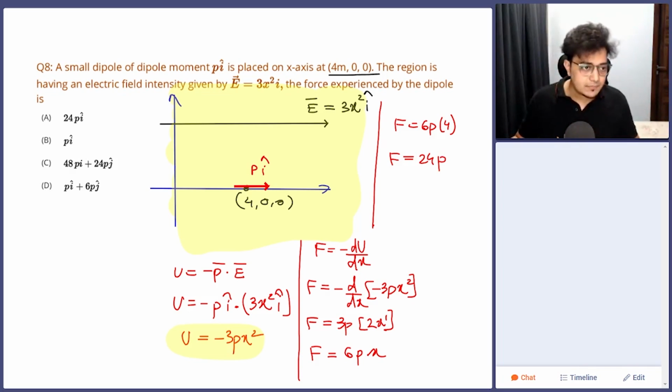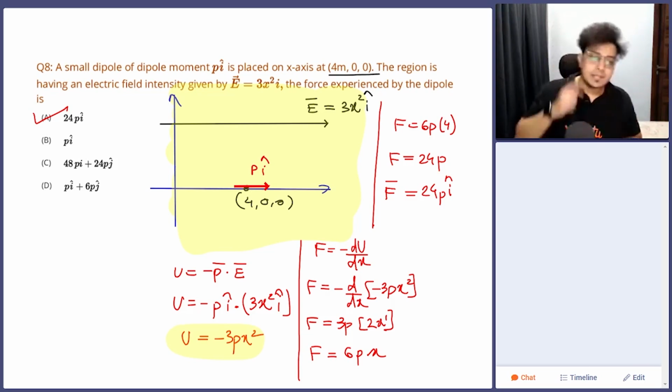So the correct answer is 24p I cap. In vector form, if I write it down, it's a positive answer, that means it is directed in I cap. So this is your final answer.